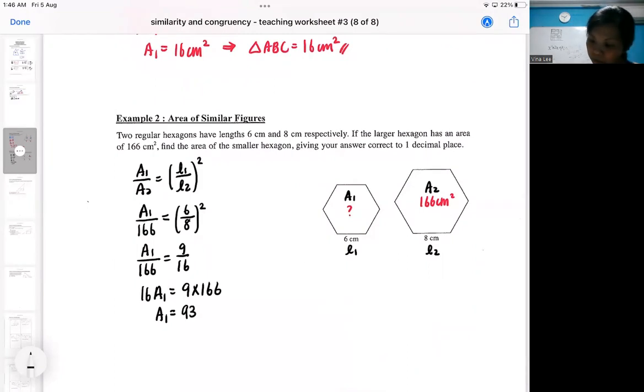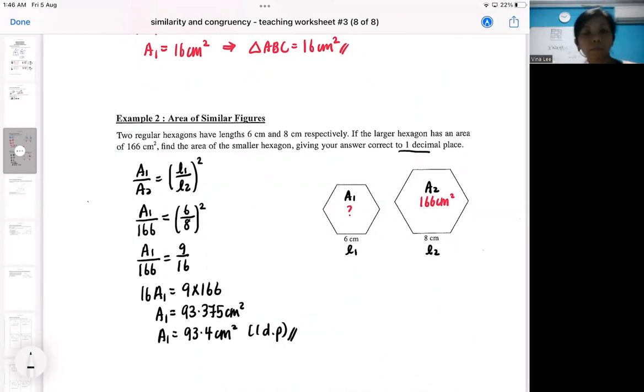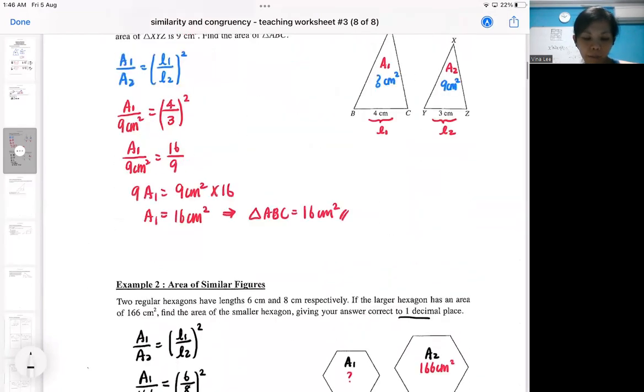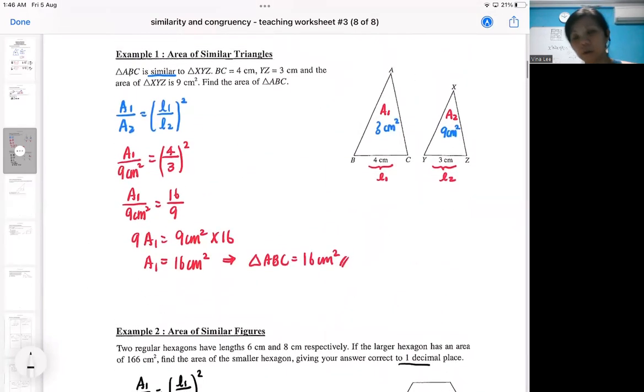So my cross multiplication gave me this area. And the question says 1 decimal place. So give it to 1 decimal place. So you choose to assign your own A1, A2, and L1, L2. So that is presuming the figure or the triangles are already similar. You don't need to prove. But of course, there are questions that involve you to prove.